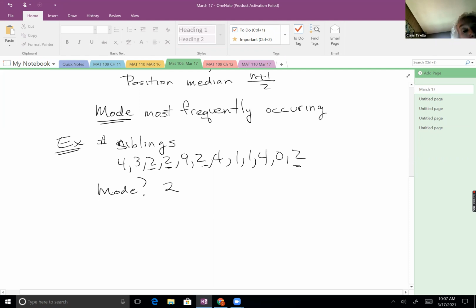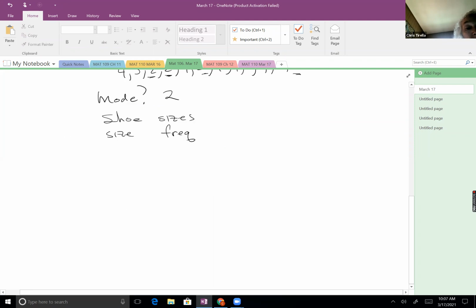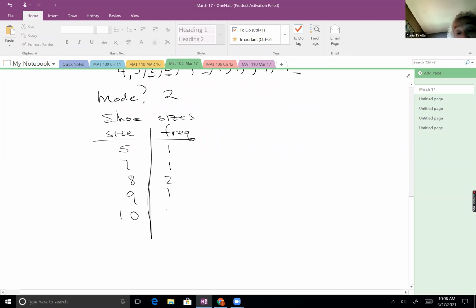If we look at a frequency distribution, we had the table for shoe sizes, with the size and the frequency. For size 5, we had 1. For size 7, we had 1. Size 8, we had 2. Size 9, we had 1. Size 10, we had 1. Size 11, we had 3. What would the mode be from this table? 11, it has the highest frequency.